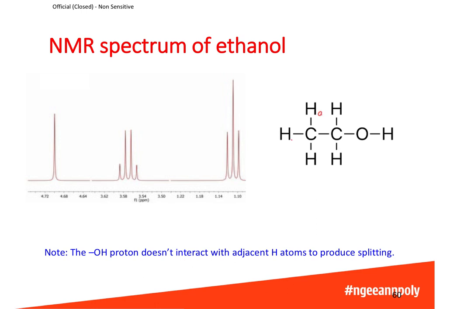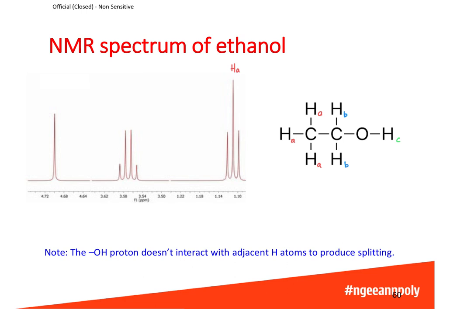So let's name this HA, HB, and HC. The HA protons have 2 neighboring HB protons. So remember the n plus 1 rule. Since they have 2 neighboring protons, it will be split into 2 plus 1 equals 3. So HA will give a triplet split. So this triplet peak on the NMR spectrum is due to the HA protons.